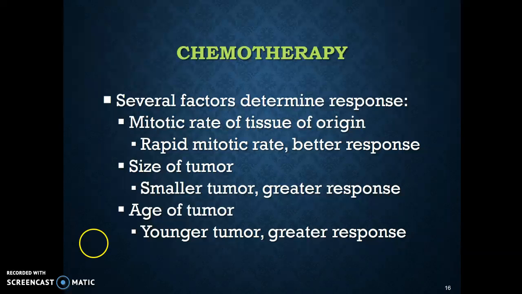The other thing is the size of the tumor will affect how well chemotherapy works. The smaller the tumor, the better the response to chemotherapy, and the younger the age of the tumor, the better the response. So thus the whole idea: if you have types of cancer with very rapid cell division, but you catch them very early when the tumor is small and hasn't been in the body very long, then you're much, much more likely to have a positive effect from chemotherapy.